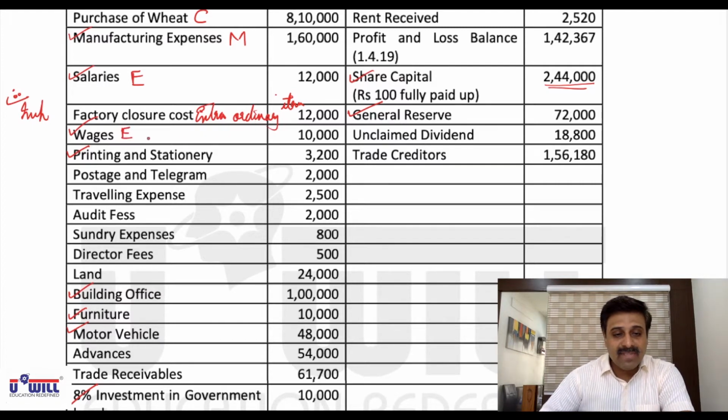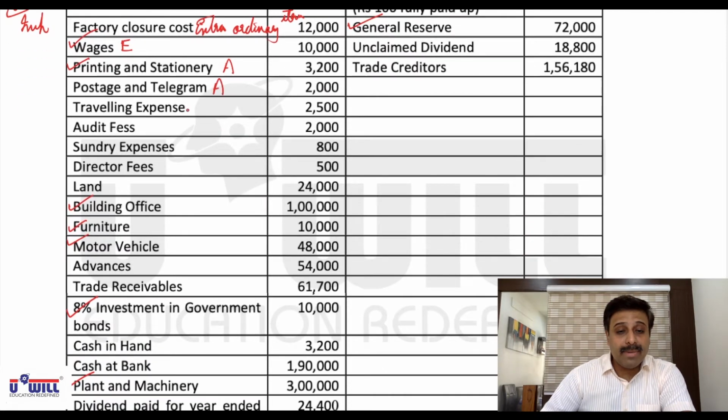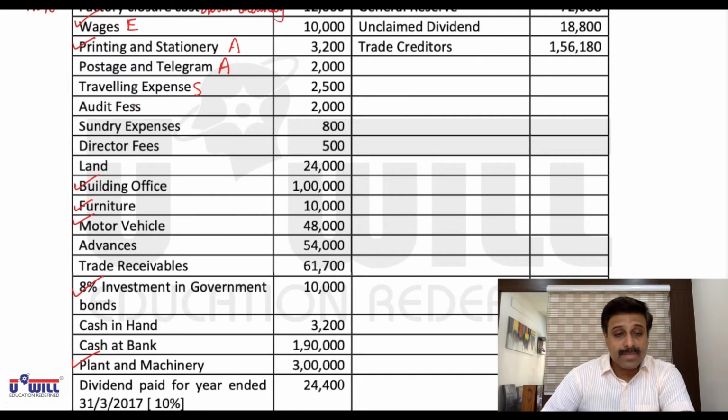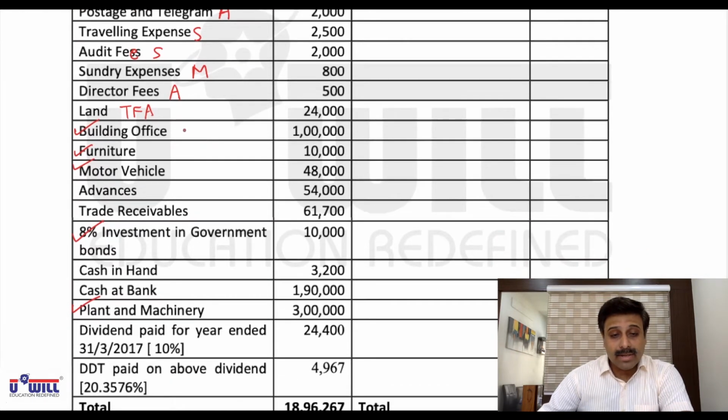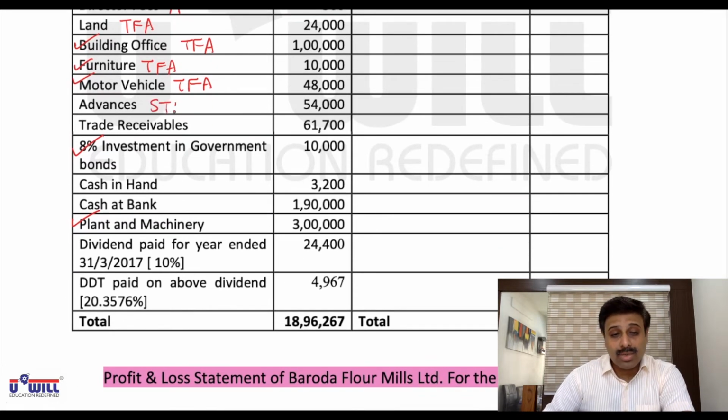Wages is employees benefit expense, printing and stationery is administrative, postage and telegram is administrative, traveling is selling expense, audit fees is selling expense, sundry expense is miscellaneous expense, director's fees is administrative. Land is tangible fixed asset, building tangible fixed asset, furniture tangible fixed asset, motor vehicle tangible fixed asset, advances are short-term loans and advances. Okay, we assume they are short-term always.